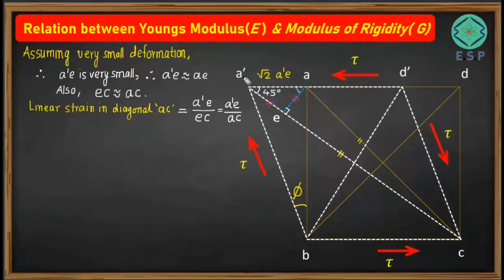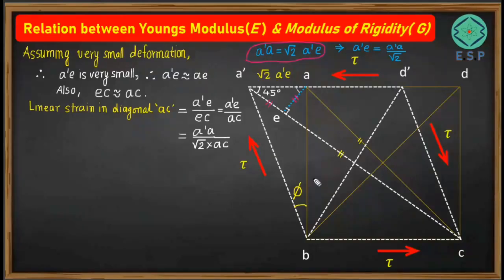So we have got, friends, A dash A equals root 2 times of A dash E, right? So from here I can write down, friends, A dash E equals A dash A divided by root 2. So I'm going to put that particular expression over here. So you will be getting the linear strain in diagonal AC will be A dash A by root 2 times AC. So I got the expression for linear strain in the diagonal AC.